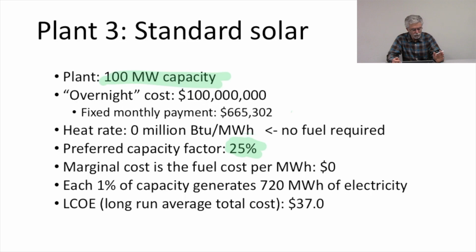The levelized cost of energy for this plant is just the long run average total cost, which is all capital cost for this particular plant, and that is $37. That's $37 per megawatt hour for the cost of generation from this plant.